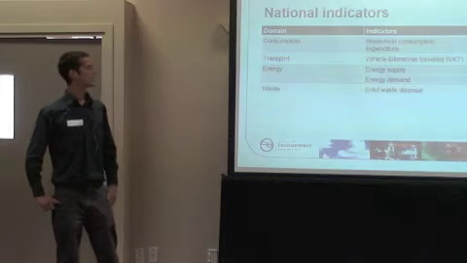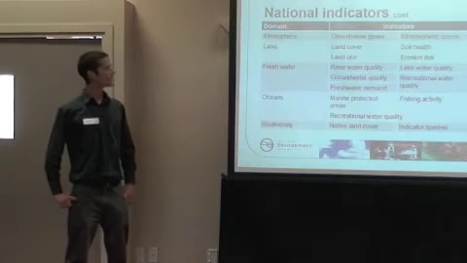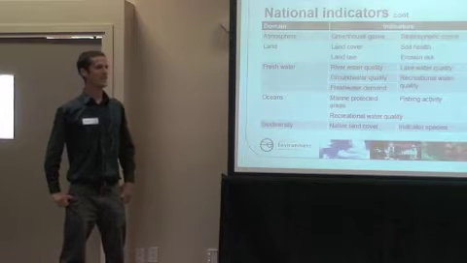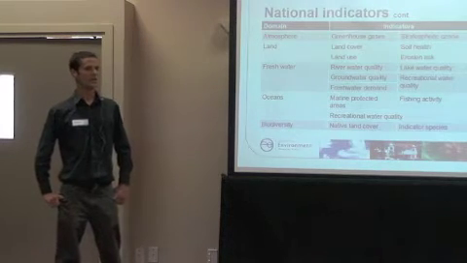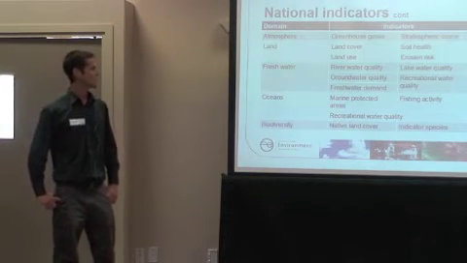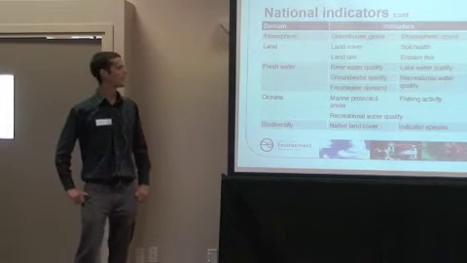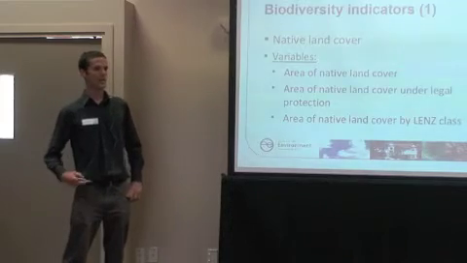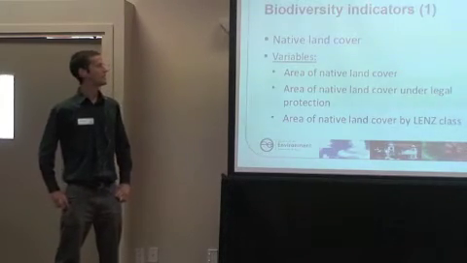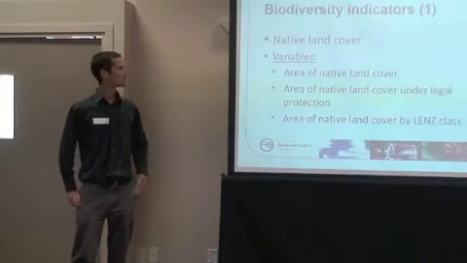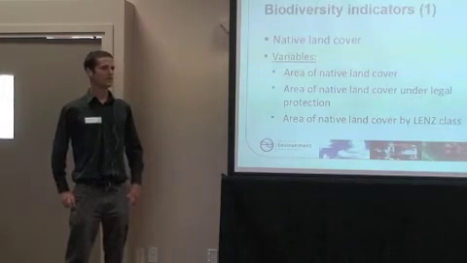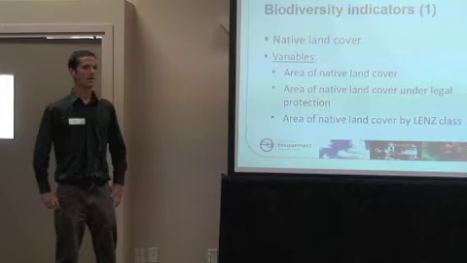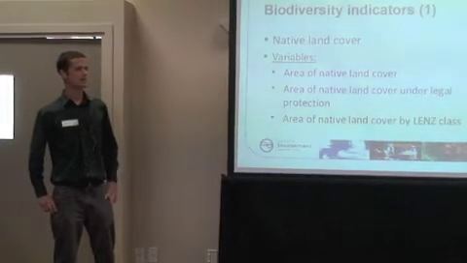On the next slide we've got the next 6 domains, which are air, atmosphere, land, freshwater, oceans, and biodiversity. And so just talking a little bit more about the biodiversity indicators. We've got 2 indicators, one's native land cover and the other one's indicator species. There are 3 variables for native land cover. We've got the area of native land cover, the area of native land cover under legal protection, and the area of native land cover by the Land Environment New Zealand, otherwise known as LENZ classes.